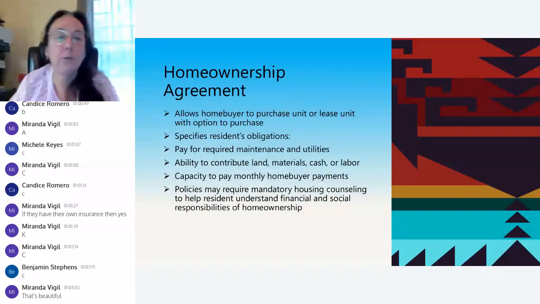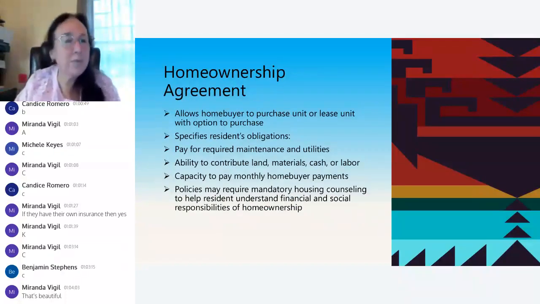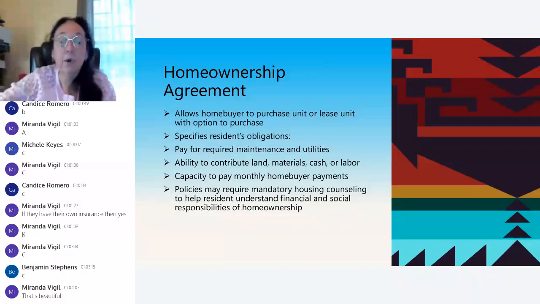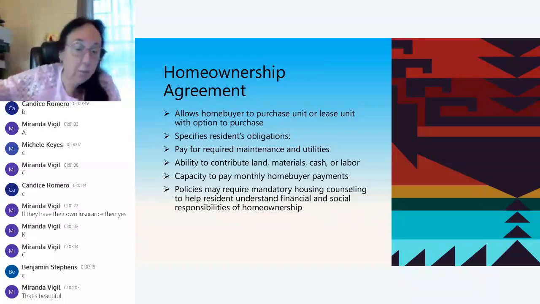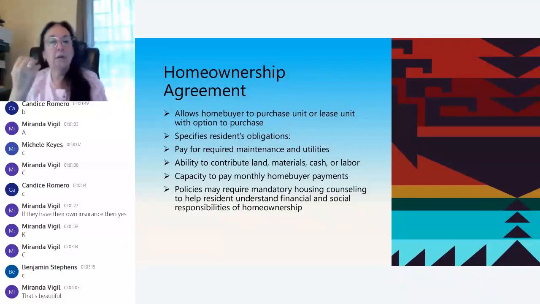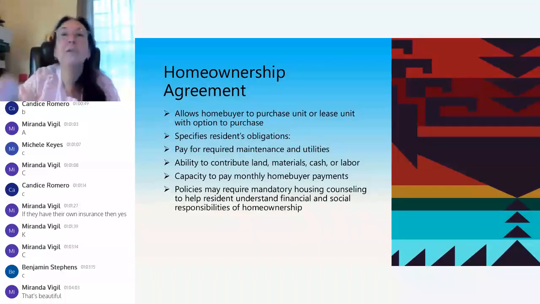Homeownership agreements allow the home buyer to purchase the unit, or lease the unit with an option to purchase. They specify the resident's obligations: pay for required maintenance and utilities, and the capacity to pay a monthly homebuyer payment. Those policies require mandatory housing counseling to help them understand their financial and social responsibilities of homeownership. They're different than rental. Find out if they have the ability to contribute land, materials, cash, or labor.